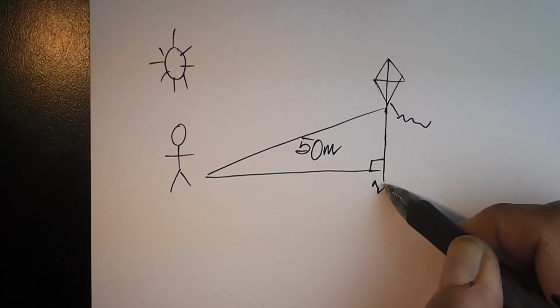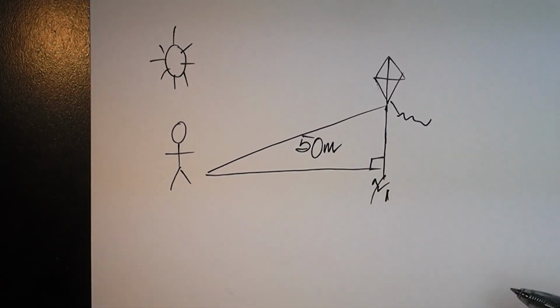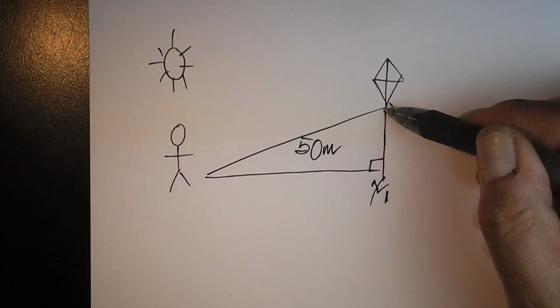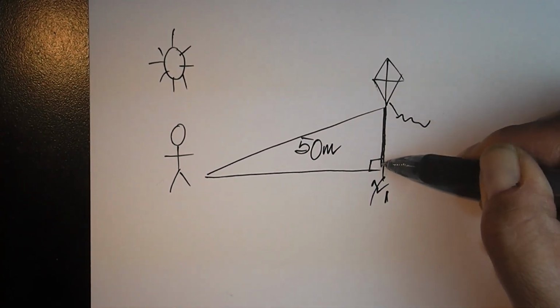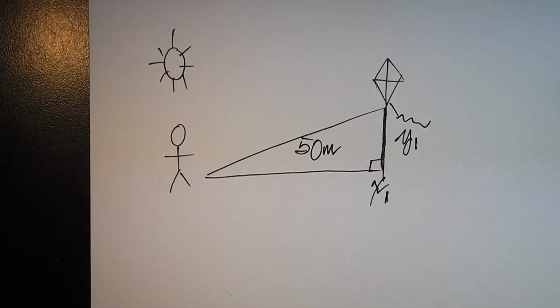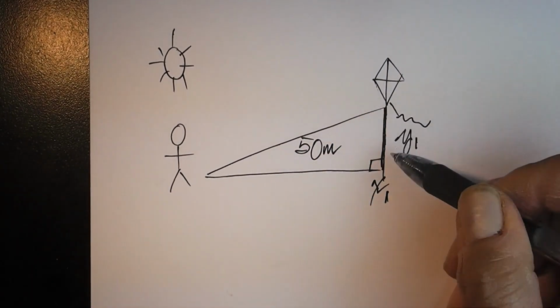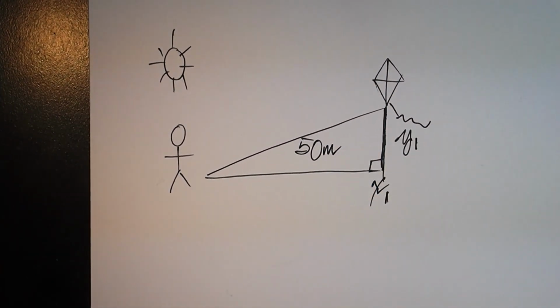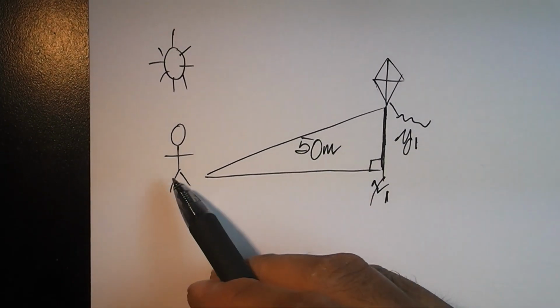We call this point x1, and we'll call this height y1. The string is 50 meters, that's 90 degrees. That's Ravi.